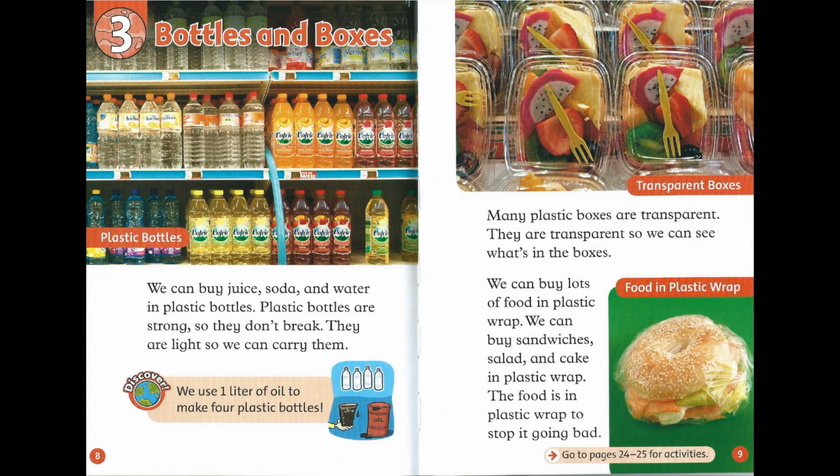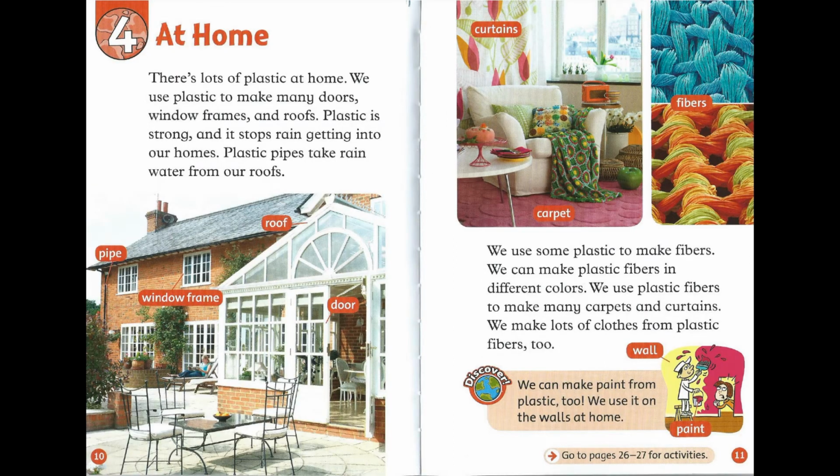Chapter 4. At Home. There's lots of plastic at home. We use plastic to make many doors, window frames, and roofs. Plastic is strong, and it stops rain getting into our homes. Plastic pipes take rainwater from our roofs.